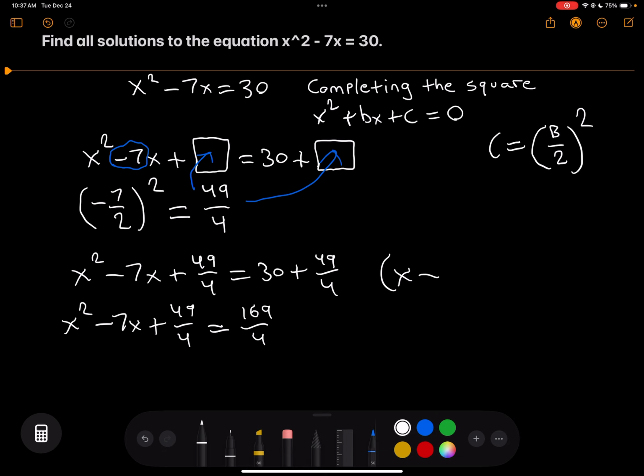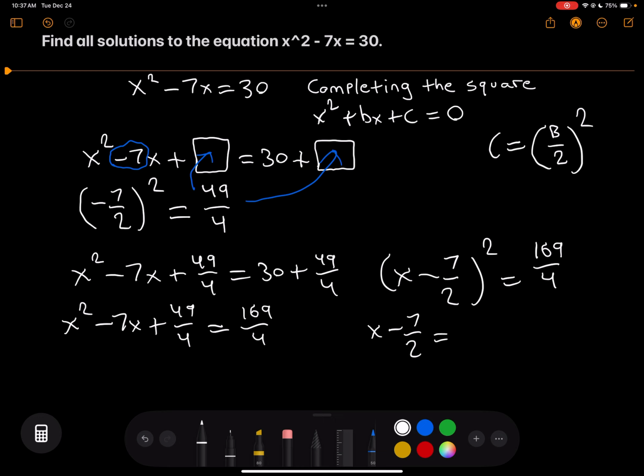So, the square root of 49 over 4 is 7 over 2. So, x minus 7 over 2, and that's going to be squared, because we basically simplify it down to a square of a binomial. And this equals 169 over 4. Okay, from there, all we have to do is take the square root of both sides. This is where our right side, 169 over 4, comes in handy.